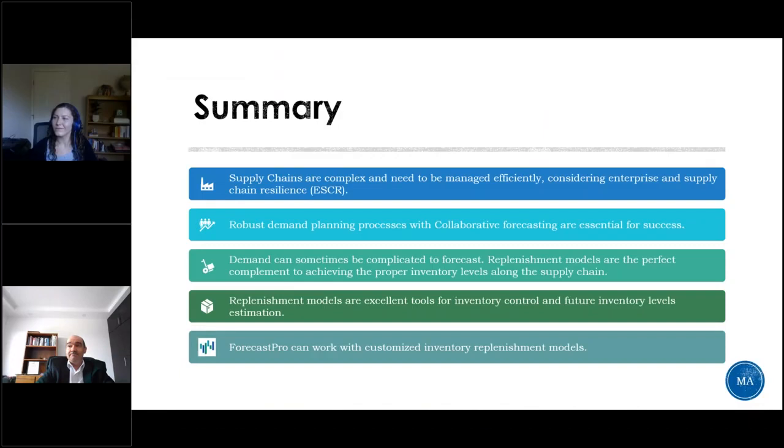And this is the summary. Basically, supply chains are complex and need to be managed efficiently, considering enterprise and supply chain resilience. Robust planning and demand planning with collaborative forecasting are essential for success. Demand can sometimes be very complicated to forecast, that's true, but you've got to give it a try. And you can complement those efforts with replenishment models. Perfect combination. They are excellent tools for future inventory level estimations, and ForecastPro, of course, can work with customized inventory replenishment models, and a lot of statistical and machine learning models.